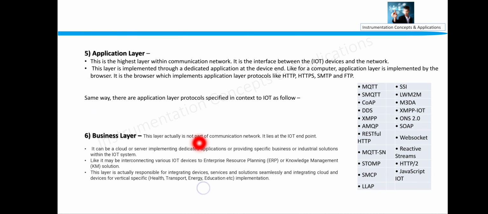And coming to the business layer, this layer actually is not a part of the communication network. It lies with the IoT endpoint. Why am I discussing all these layers? Because in the next presentation I will be discussing the detailed architecture of IoT, where you can see that we have opted for the Purdue model, which is in line with ISA 99. In that there are 5 layers, so all these 5 layers will be covered there also. So for the knowledge purpose, you can refer to it or you can skip it.